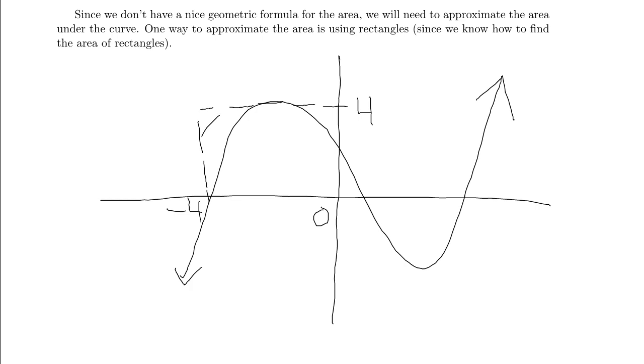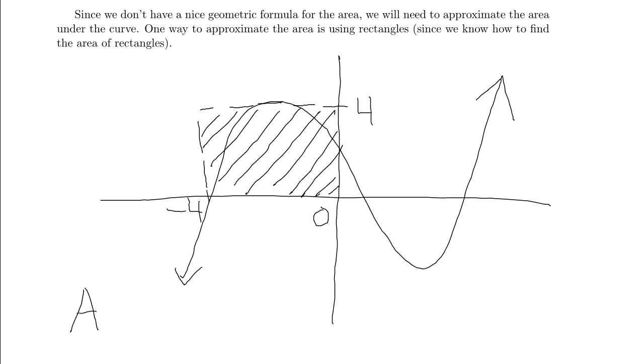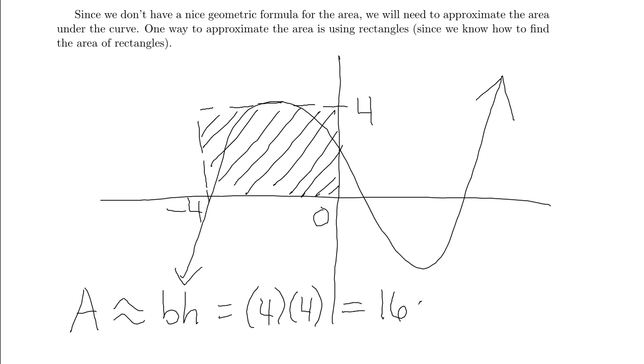And I could say, okay, well, this square is definitely bigger than this. The area of this rectangle is bigger than the area under my curve, but it's not so much bigger. So it's an approximation. So we could say that the area is going to be approximately equal to the base times the height of this rectangle. Its base length is 4. Its height is 4. So I could say my area is roughly 16 units squared.